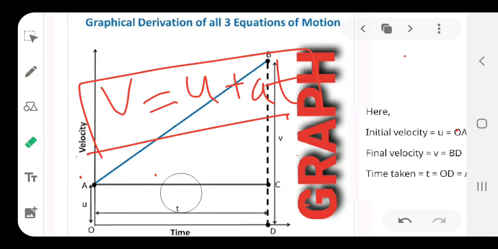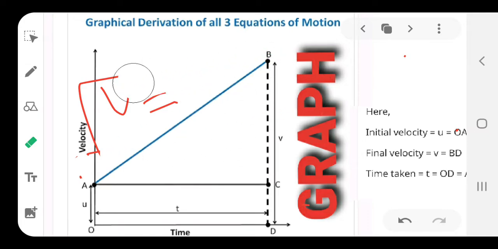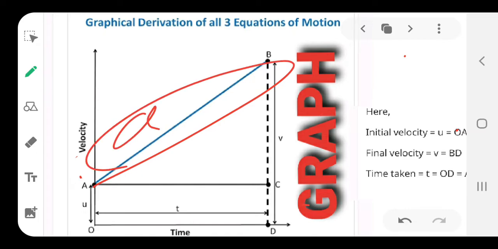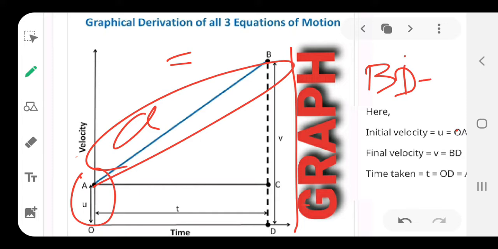After knowing it, go through the whole presentation again to check the actual format for solving it. I again repeat, this slope represents acceleration, and acceleration is nothing but change in velocity over time. Change in velocity is the whole velocity BD minus OA, so you can say BD minus OA.